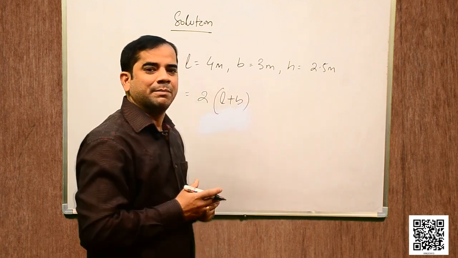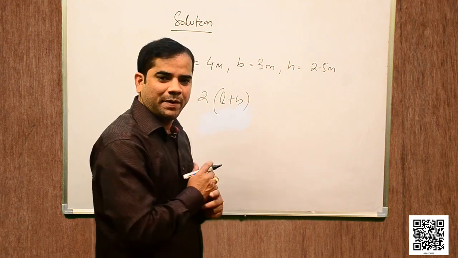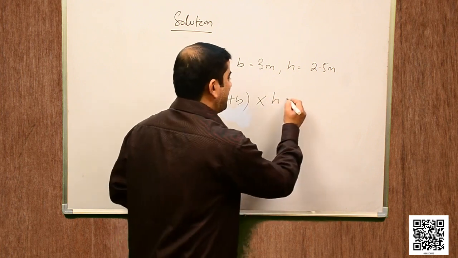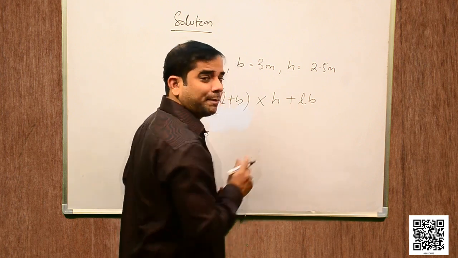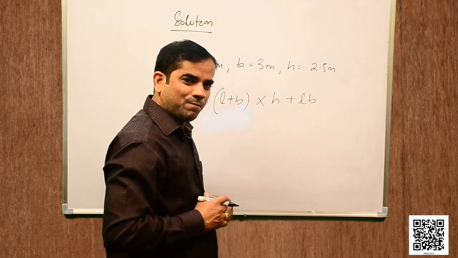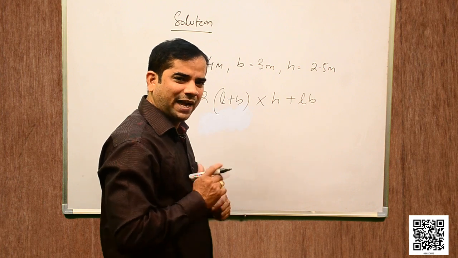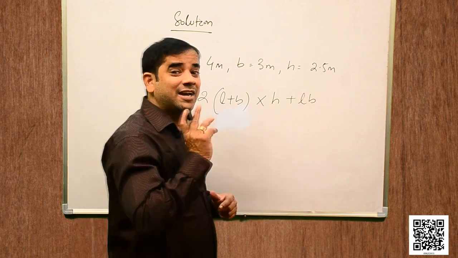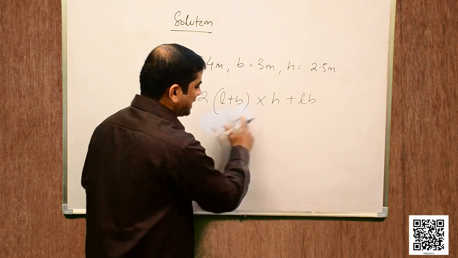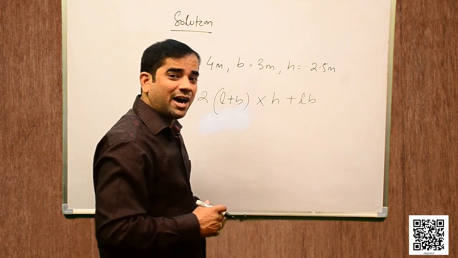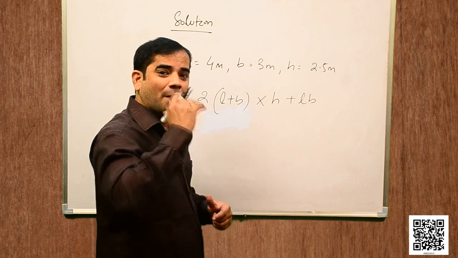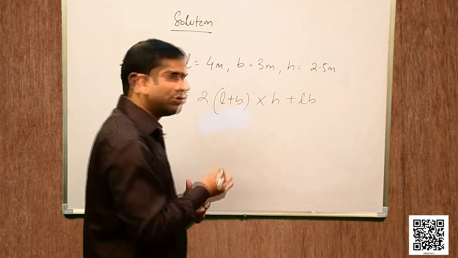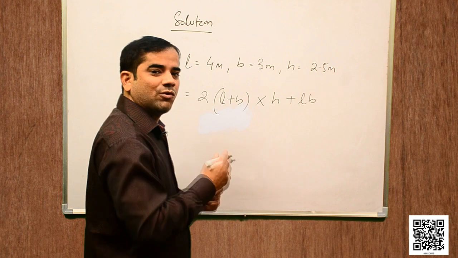2 into (L plus B). The formula should be 2 into (L plus B) into height, plus length into breadth. This is for the base. We know the area of rectangle is length into breadth. Fine. So length into breadth, and 2(L plus B) into height is the lateral surface area. So the lateral surface area plus area of the rectangle, that is the top of the shelter, which is a rectangular shape.